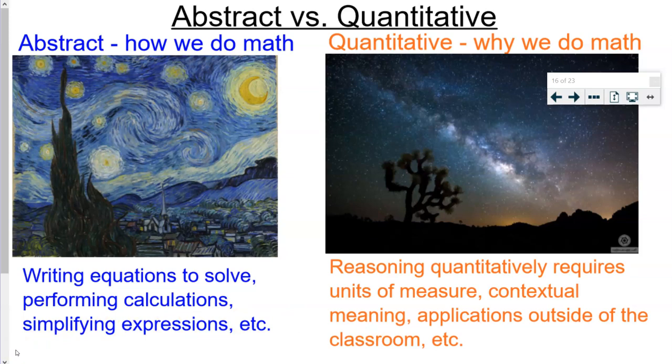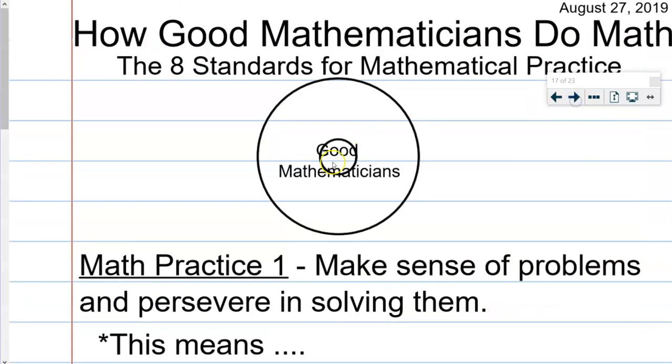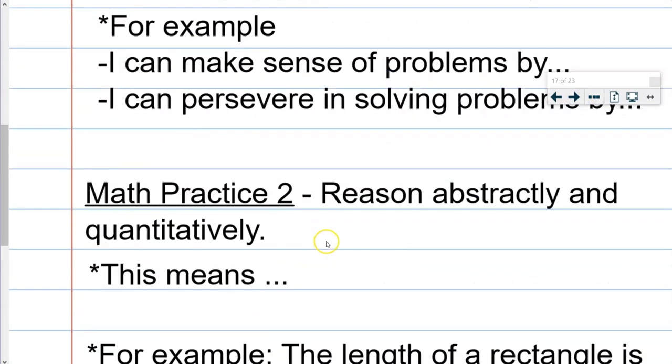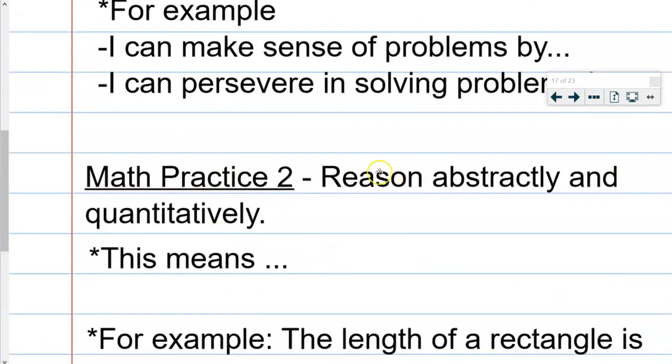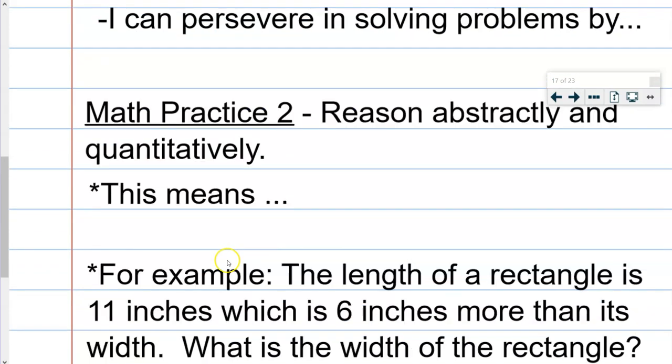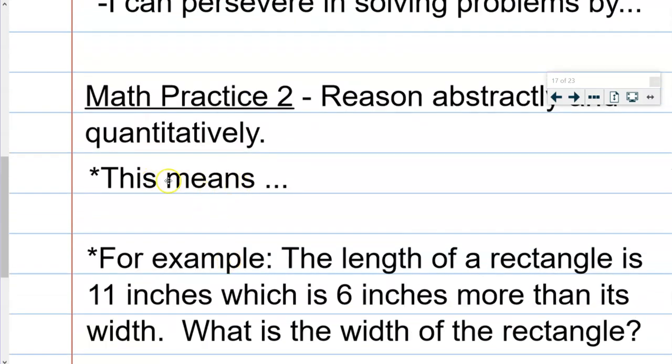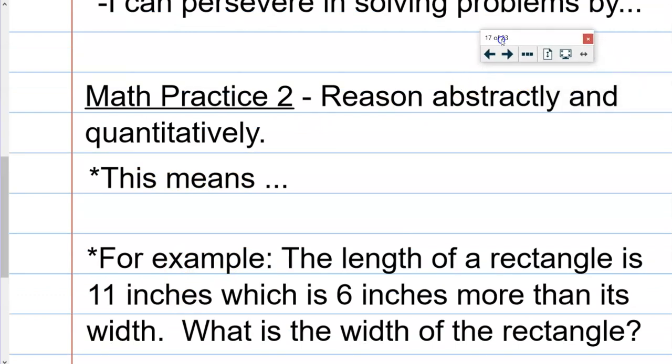Giving a few more minutes to get this written down. Okay, so here's what your notes should look like. We have Math Practice 2, Reason Abstractly and Quantitatively. We actually are going to talk about what this means now, and then I'll have you guys copy down that example. So what does it mean?